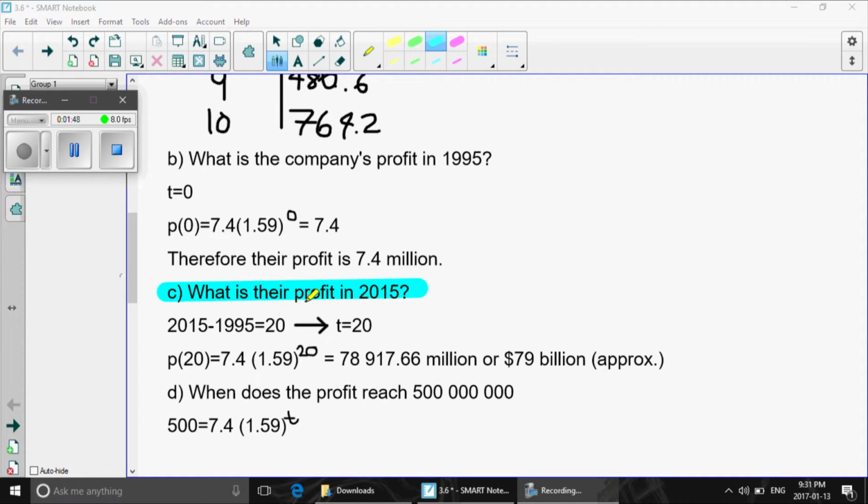The next question asks, what is your profit in 2015? In order to solve this question, we're going to do 2015 subtracted by the year 0, which is 1995, and we're going to get 20, hence t is equal to 20. All you're going to do is sub this number into the value of t and solve for p of 20, which is going to give you approximately $79 billion. So the profit in 2015 is approximately $79 billion.